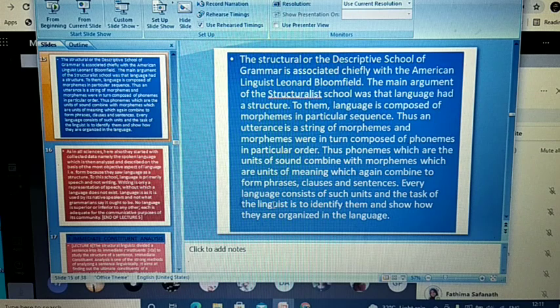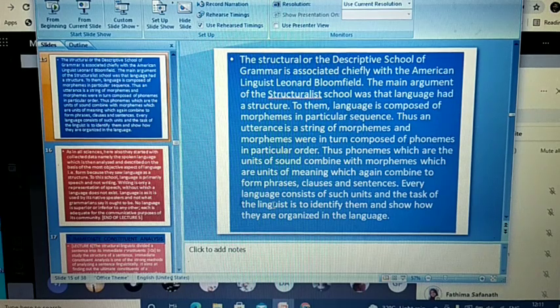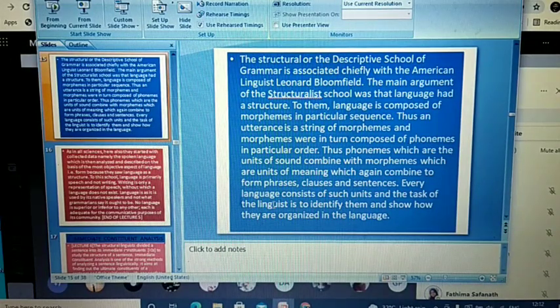And you know what a morpheme is? A phoneme is the smallest speech sound. A morpheme is the smallest meaningful sound unit. All right? So remember all that. You studied all that. I hope you studied all that. Thus, an utterance is a string of morphemes, and morphemes were in turn composed of phonemes in a particular order. Okay, cat is k, a, t. Pit is p, e, t. So this is how you explain language in structuralism.